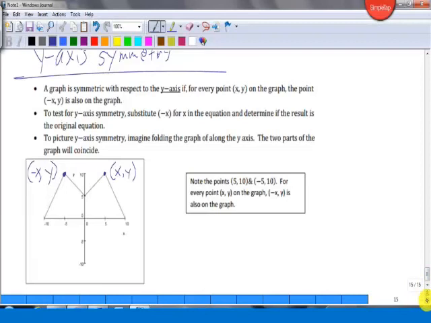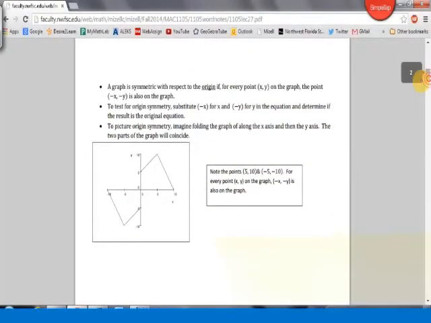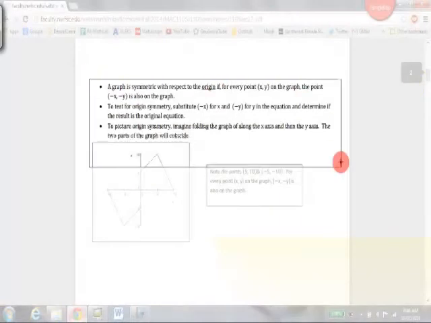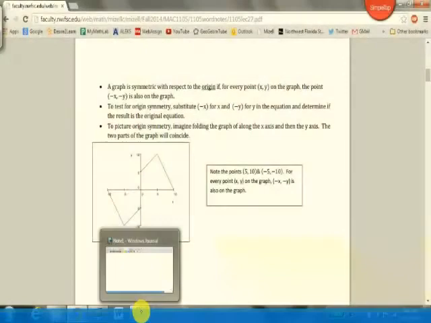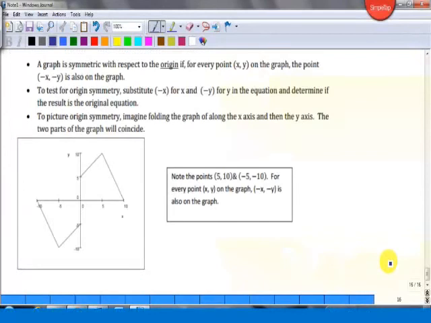And then the third type, origin symmetry. I'll just go ahead and paste what I have there without cluttering the top of the screen with my scribble. A graph is symmetric with respect to the origin. Now the first two were line symmetry. This one is point symmetry. The origin doesn't have to be a point on the graph, but the origin itself does have to be right in the middle of the graph.